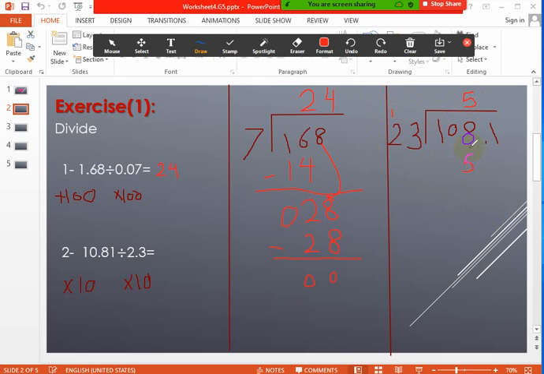Okay, so look, the number becomes more than 108. Let's try 4. So I will try with 4. Now 4 multiply 23. 4 multiply 3, 12. I put the 2 and 1 above the... Yes. 4 multiply 2.